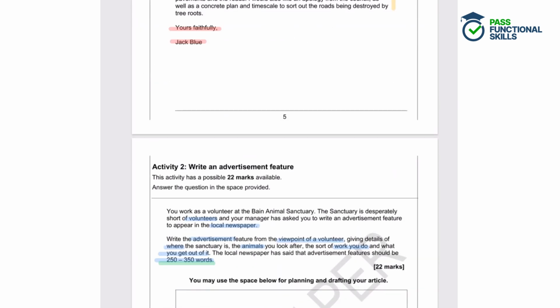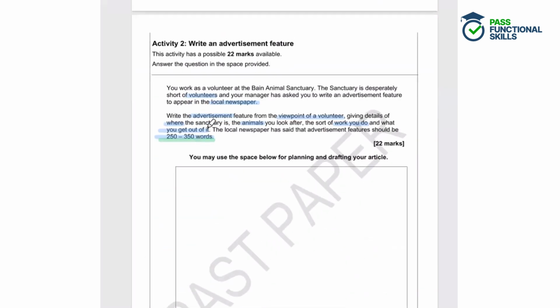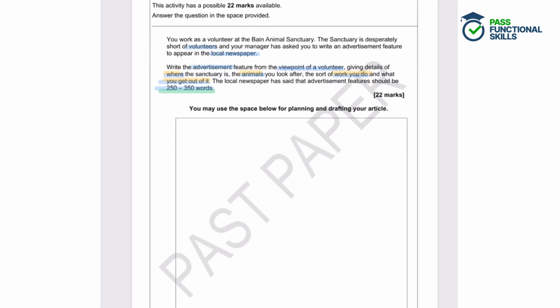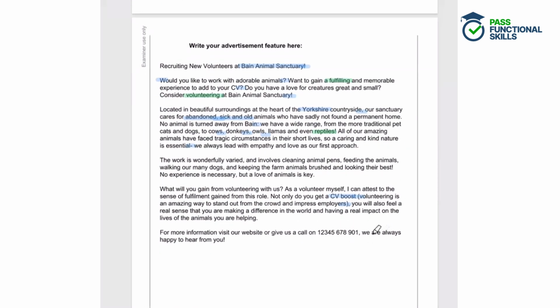So what were we asked to do? Well, we were asked to give details of where the sanctuary is, the animals that are being looked after, the work that is being done, and what are the benefits? What do you get out of it? And all of these different points have been addressed here.